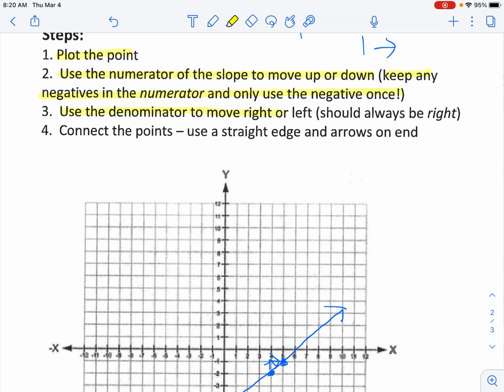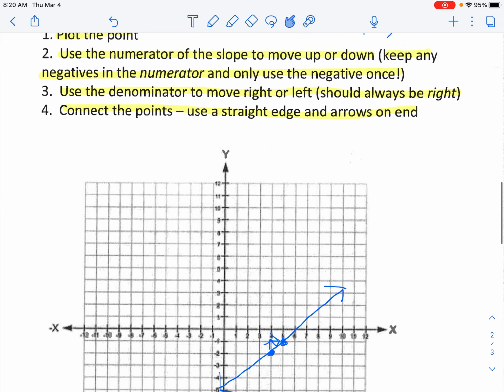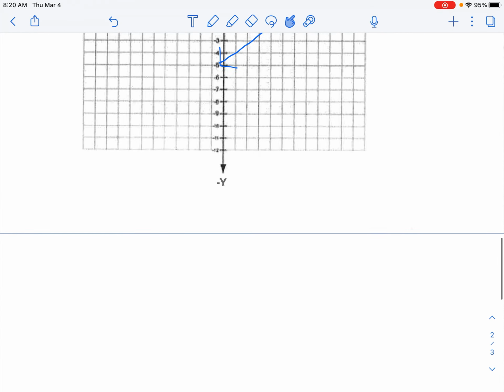Rule number 3, use the denominator to move right or left. It should always be right. So you're always going to move right. The only difference is you'll go up for a positive slope, you'll go down for a negative slope. And the last step is connect your points, use a straight edge, and draw your arrows on the end of your line.